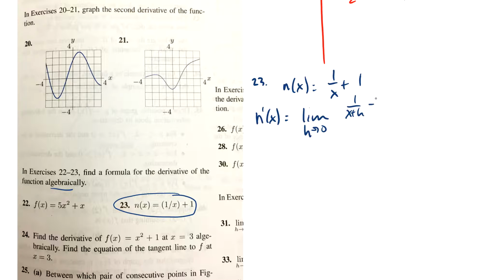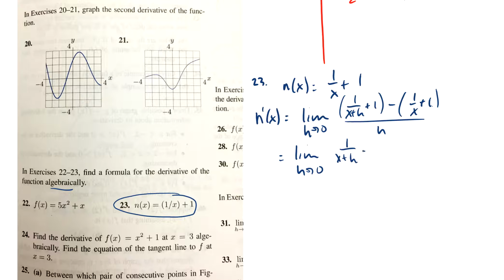plus h, plus 1, minus 1 over x plus 1, all over h. So that's the limit as h approaches 0 of, if I get rid of the parentheses on top, the 1's cancel, so I get 1 over x plus h minus 1 over x, over h. And I'm going to go ahead and multiply top and bottom by what to make this a little bit simpler.